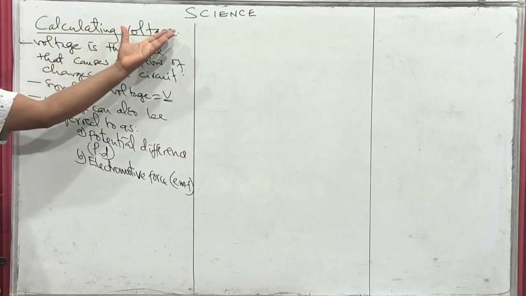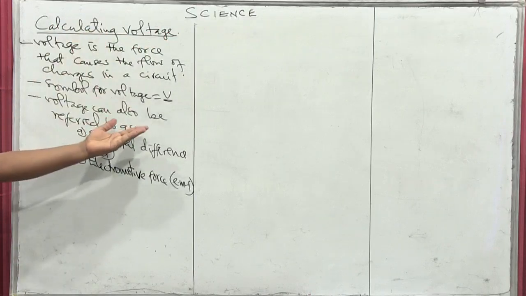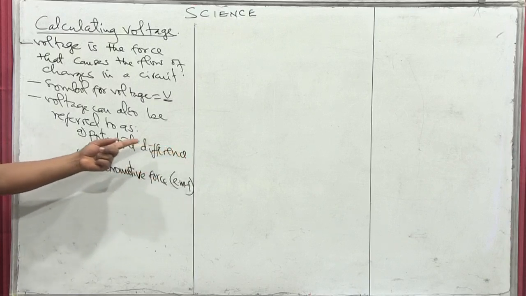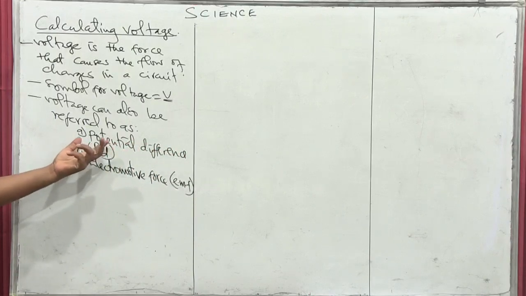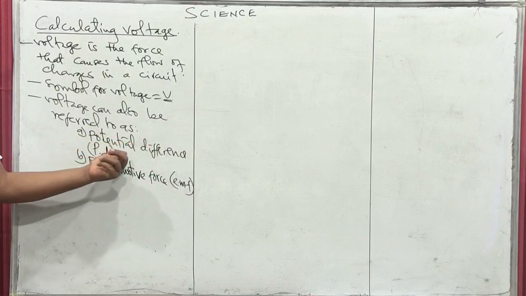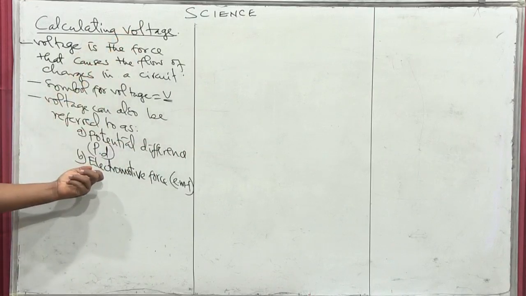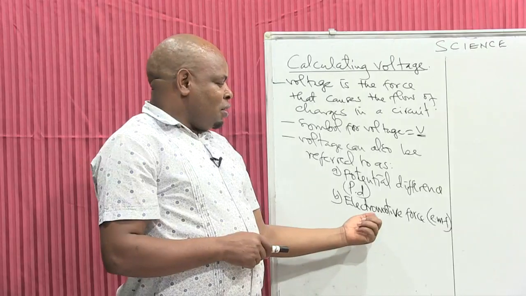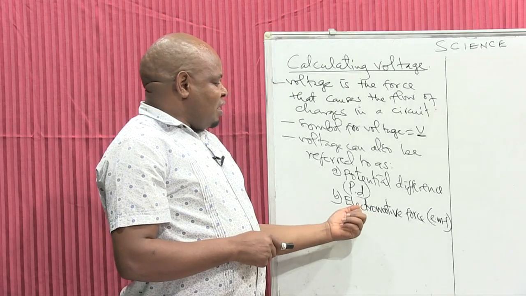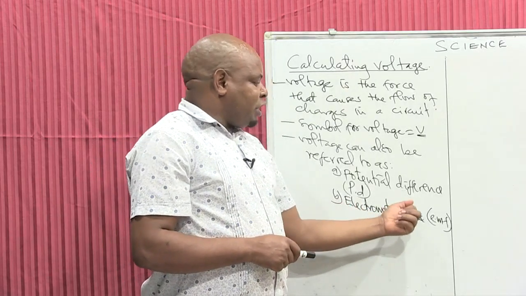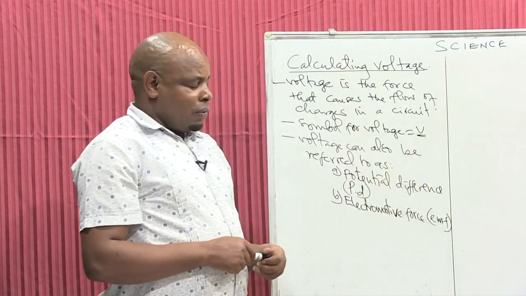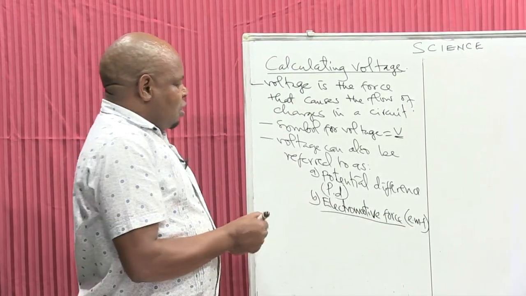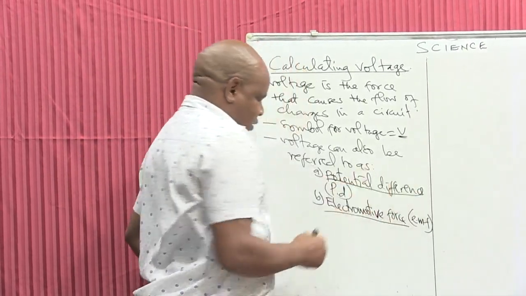So voltage, which is denoted by letter V, is also called potential difference. The symbol for potential difference is PD. Voltage can also be referred to as electromotive force, where the symbol for electromotive force is EMF. This is the other name for voltage or potential difference.